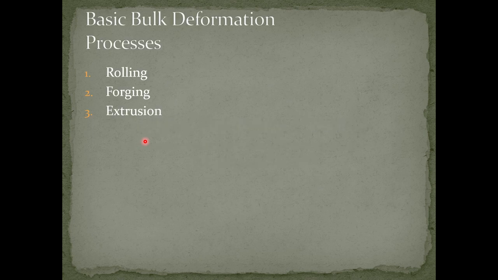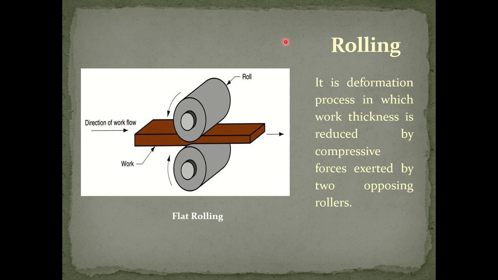So there are three basic bulk deformation processes. These are rolling, forging and extrusion. We are going to see them one by one. So first is rolling. What is rolling? Ye rolling kya hota hai? It is a deformation process in which work thickness is reduced by compressive force exerted by two opposing rollers.